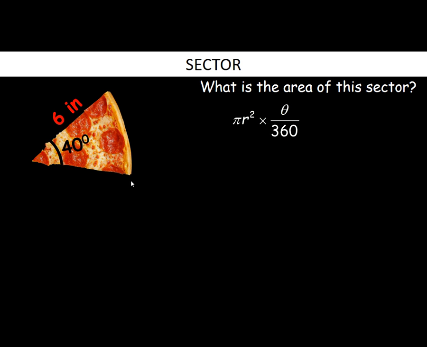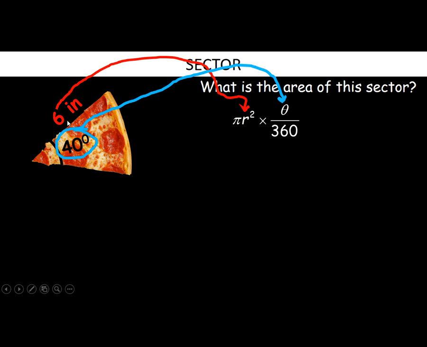So if we're actually going to find the area, we're just going to use this formula. We're going to plug our information in. 6 goes in for the radius, and the 40 goes in for our angle. And then the rest of this is just a calculator problem. It looks like this. Pi, we'll use 3.14, times 6 squared times 40 divided by 360. If you do that properly, you get 12.56.